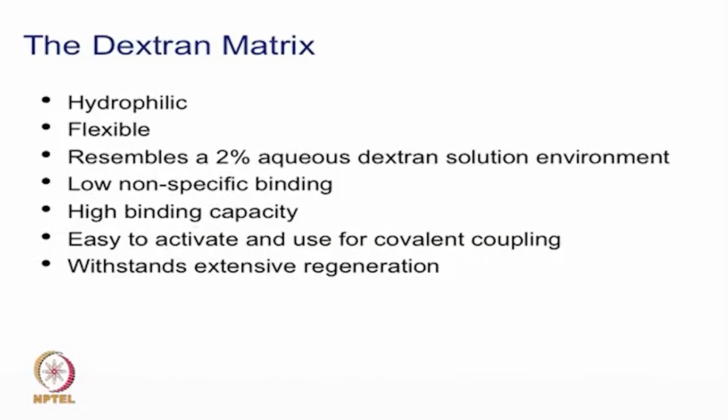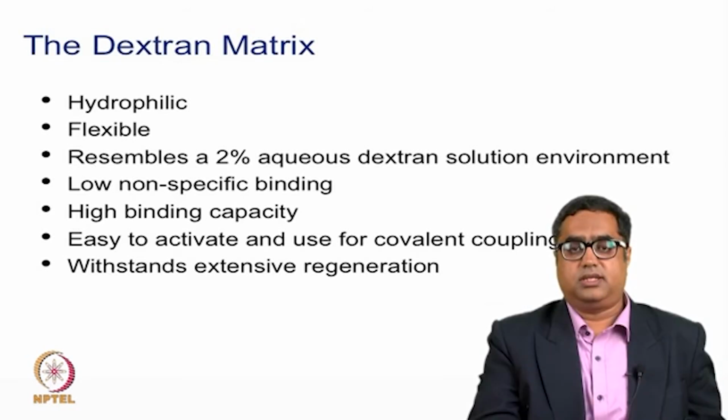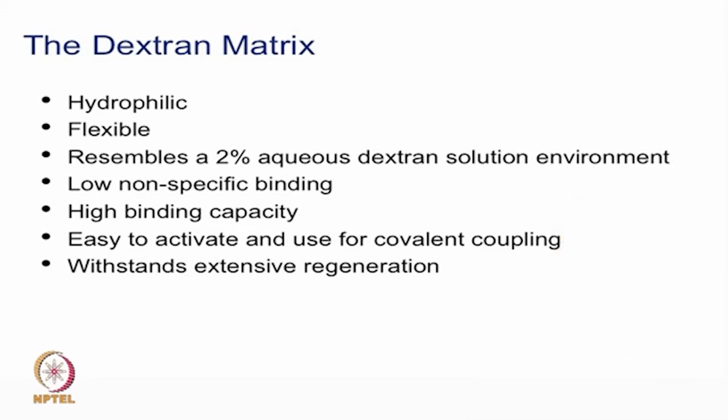So, looking into this gold surface, the major component attached to the gold surface is the dextran, and it is very important for us to understand why dextran, because dextran is hydrophilic, dextran is flexible, dextran resembles an aqueous solution, a 2% aqueous solution, and it has very low non-specific binding and a very high binding capacity, is easy to activate for covalent coupling, and withstands extensive regeneration. Now, let us go into the different chips available.